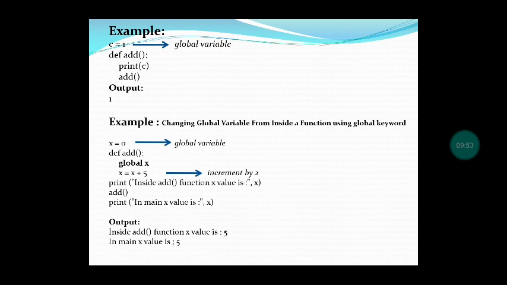x equal to x plus 5. So it will be incremented, and we are printing the value. What is the output of this program? Inside the add function, x will take the value 5. x is 0, we have given x equal to x plus 5, so 0 plus 5, 5 will be printed. And in main, the x value is x. Outside the function, what is the global value? 0. Now we have changed it, so again the 5 will be printed. So we got the answer 5 for both the x.